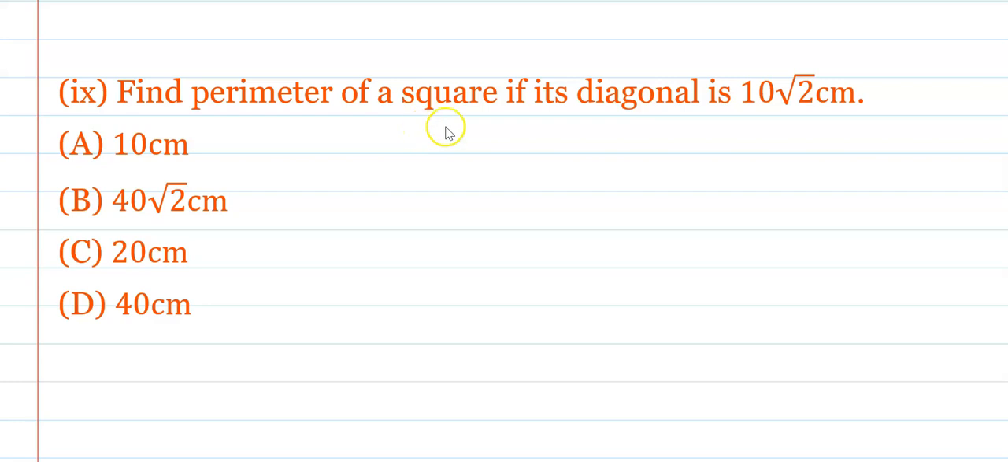Find the perimeter of a square if its diagonal is 10 root 2 centimeter. Diagonal is equal to root 2 into side, where S is a side, D is a diagonal. We have been given the diagonal. That is, 10 root 2 is equal to root 2 into side.